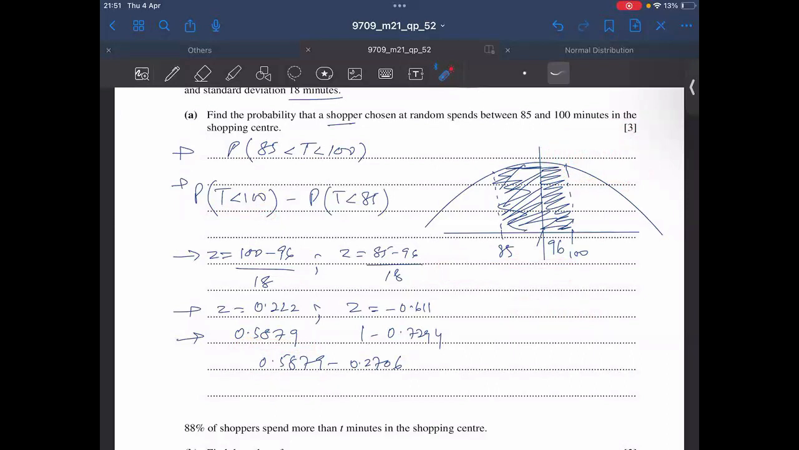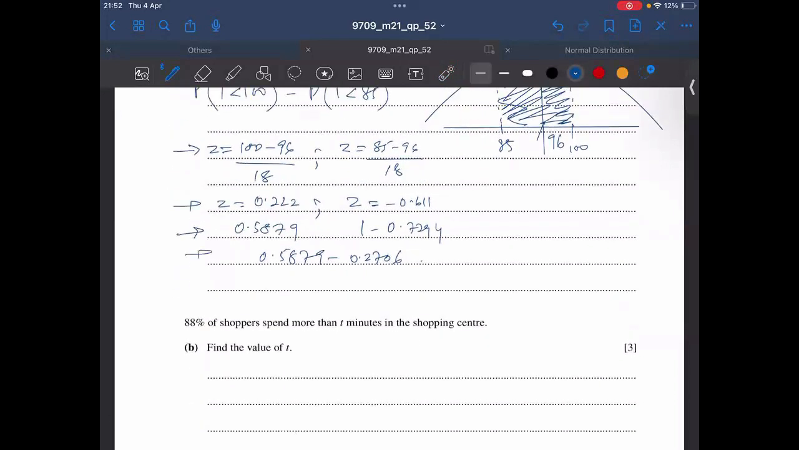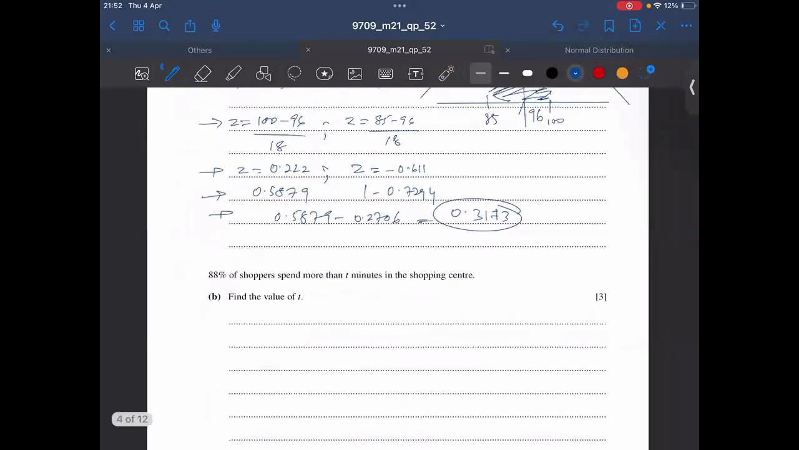All right, that's why I always recommend all my students to sketch the graph and figure out what probabilities you need, instead of just memorizing the formula. Is it clear or not, Mr. Yusuf Hussain? Yes. And it's going to be 0.5879 minus 0.2706, so it's going to be 0.3173. Imad Ahmed, Mr. Iman Kamran, is it clear? Yes, sir. Okay.